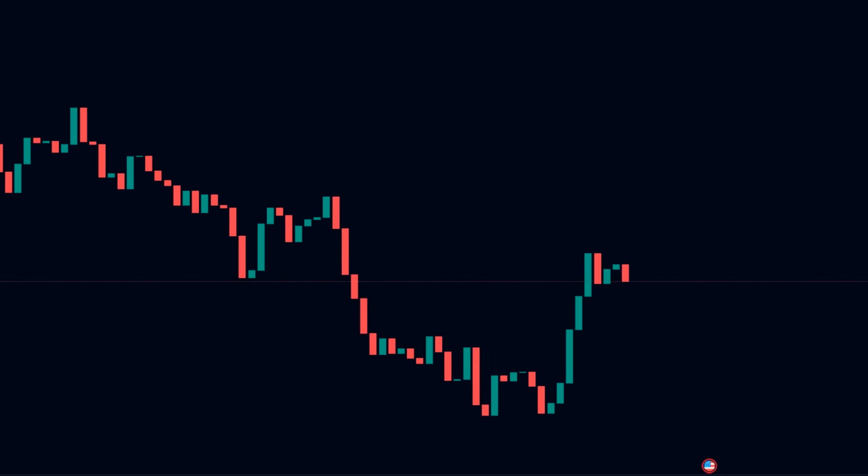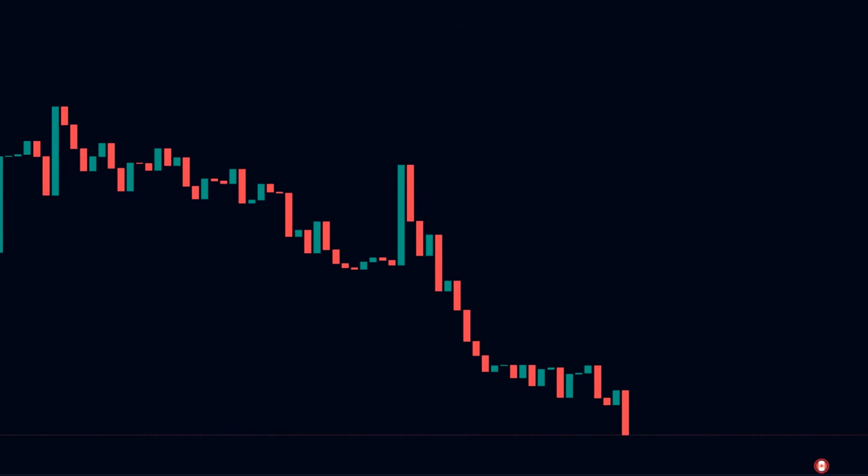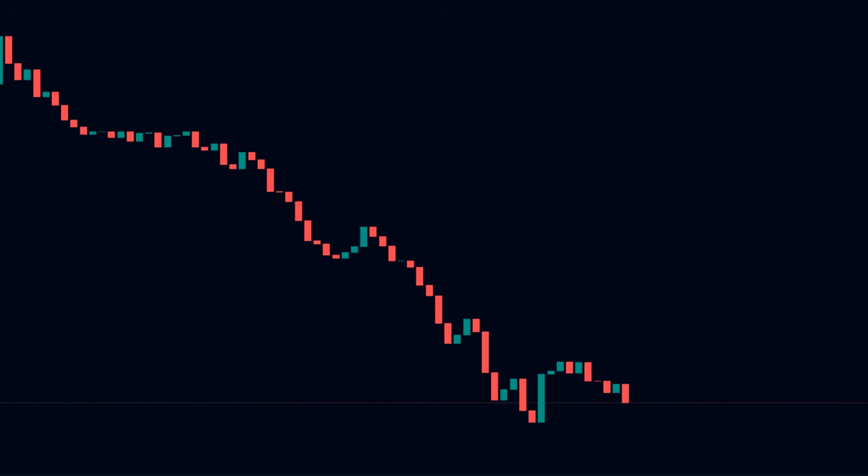This basically means that the higher the volume in a trending market, the longer the trend is gonna last, ultimately allowing your trades to hit take profit.